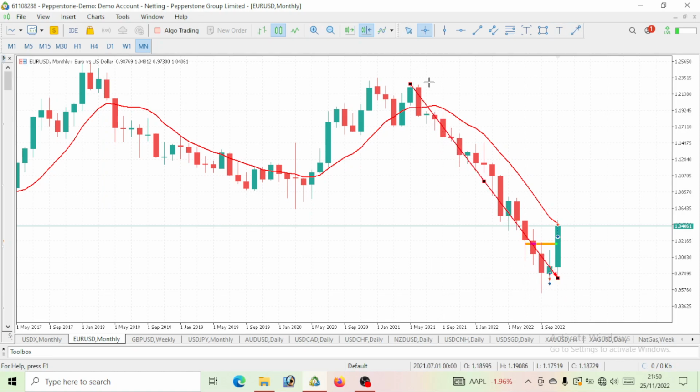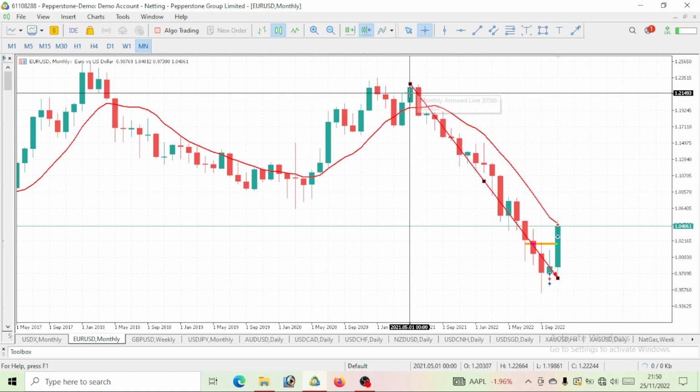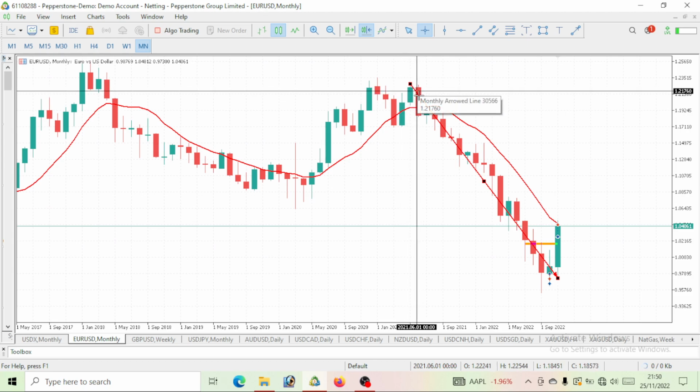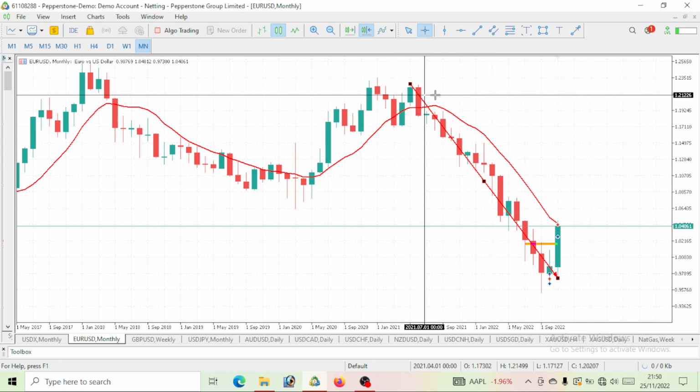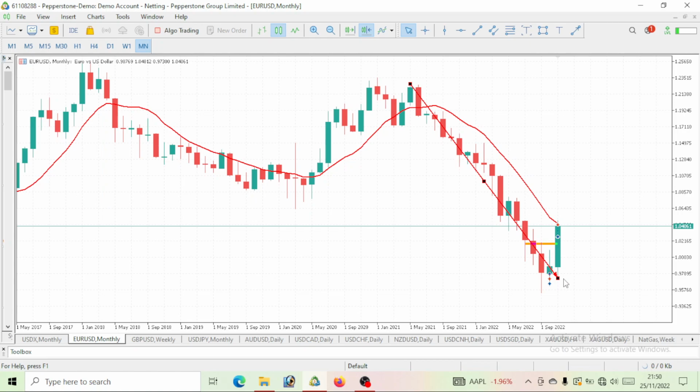Now take a look at this monthly time frame from here. I think this movement started early 2021. Let's say mid 2021. This movement started around mid 2021. So we'll be having a bearish move on EURUSD, right?